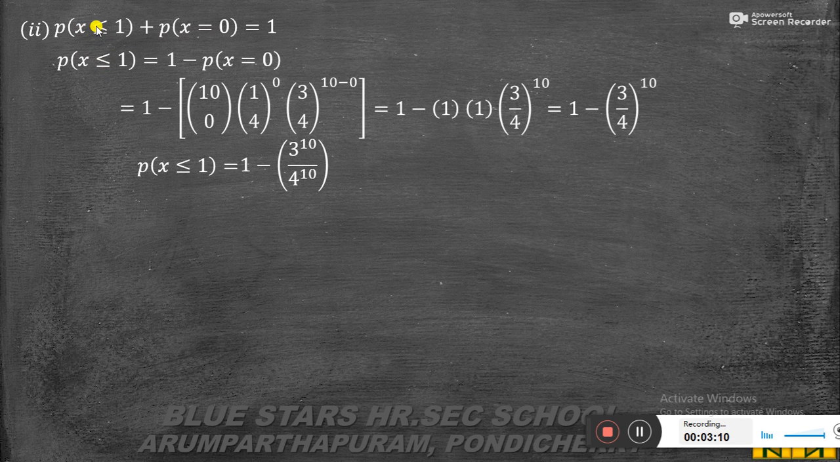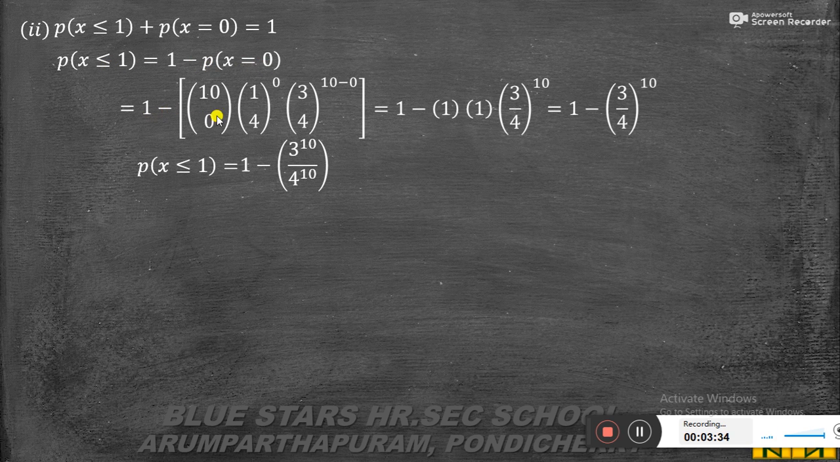So here probability of x greater than or equal to 1 plus probability of x less than 1 equals 1. So x less than 1 means x takes the smaller value than 1. The smaller value than 1 is x equal to 0. So I take the probability of x equal to 0. Therefore, probability of x greater than or equal to 1 equals 1 minus probability of x equal to 0.